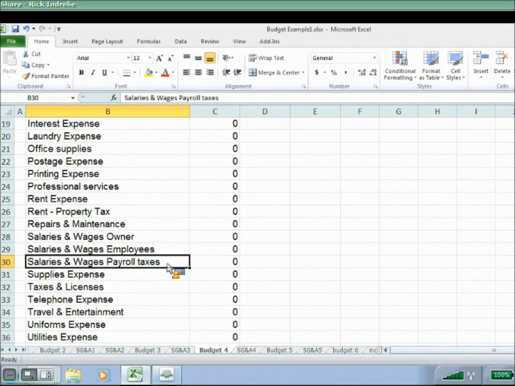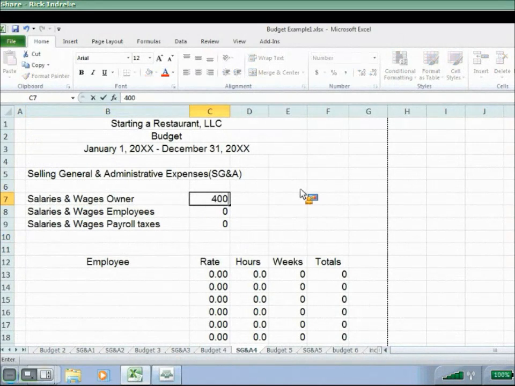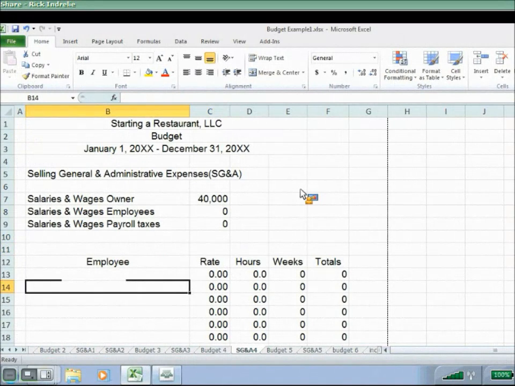So the first thing we're going to do is figure out what our salary and wages are for the owner. And the owner says they want a $40,000 wage. So we're going to key that in. That's pretty easy. The next thing we need to figure out is how many employees we need for various positions, and the rate, the hours, and the weeks per year.